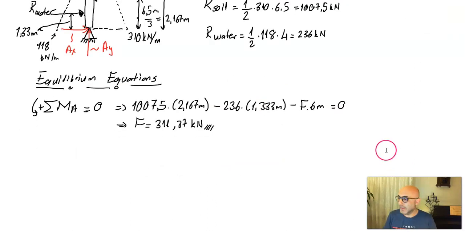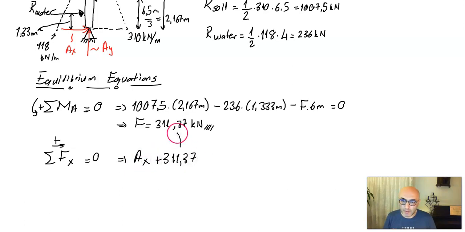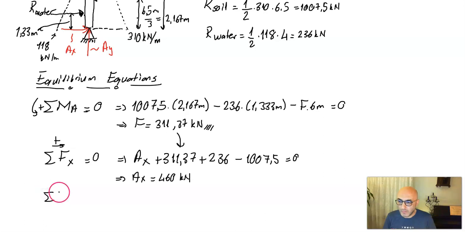For AX and AY, it's really straightforward. The sum of the forces in the X direction is equal to zero, so we have AX plus F, that's 311.37, plus 236, that's our water, minus 1007.5, that's our soil, equal to zero. So our AX will be equal to 460 kilonewtons.